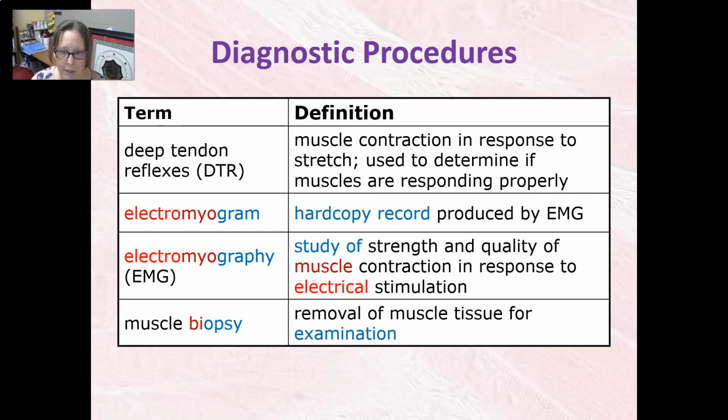An electromyogram is a hard copy record that is produced by an EMG, and an EMG is electromyography, which is the study of the strength and quality of muscle contraction in response to electrical stimulation. So that's where we go. We have the electro, myo for muscle. And then graphy is always the process of recording, and gram is the actual recording. A muscle biopsy is the removal of muscle tissue for examination. So biopsy is always going to be viewing or examination.